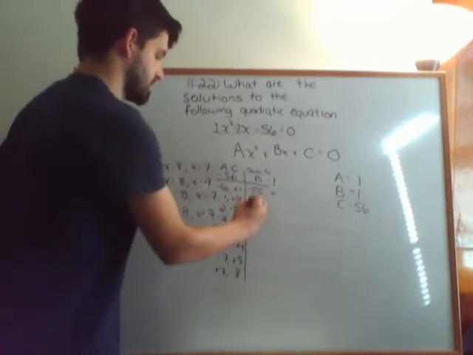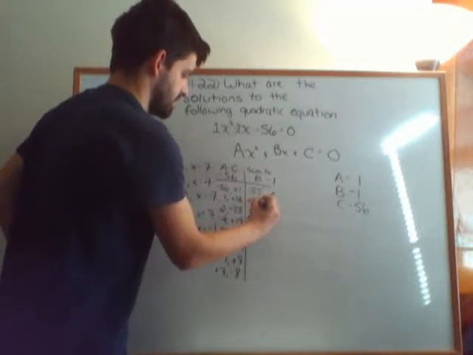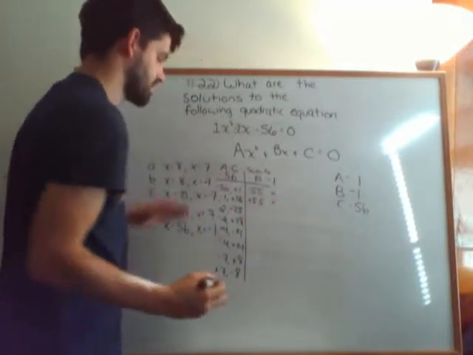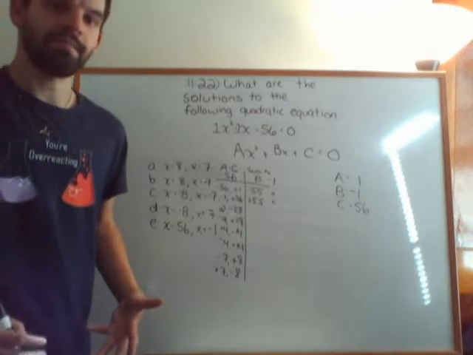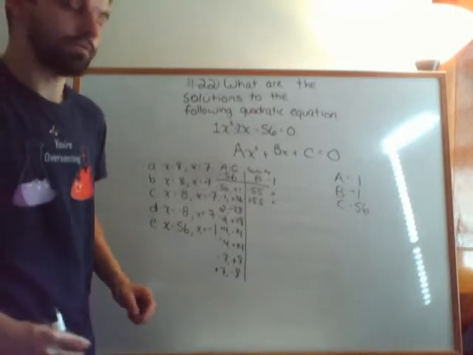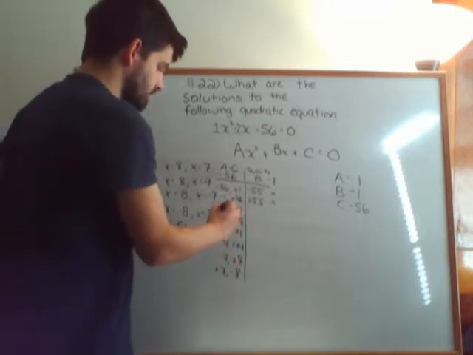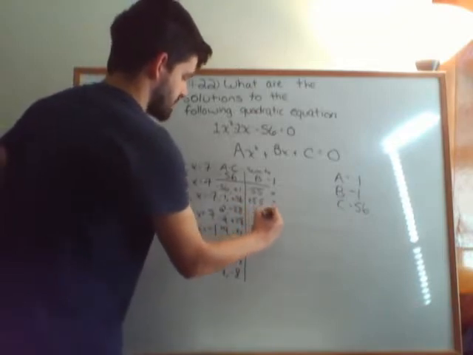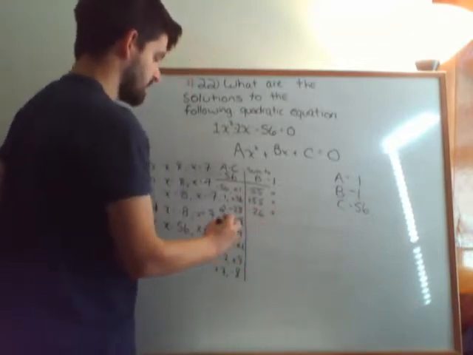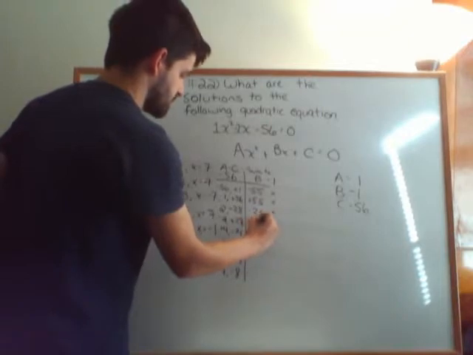Negative 1 plus 56 is positive 55. This also doesn't work. And we're going to just keep going down the line till we find a pair of factors that equals negative 1 when added. 2 plus negative 28 is negative 26. That won't work. Negative 2 plus 28 is positive 26.